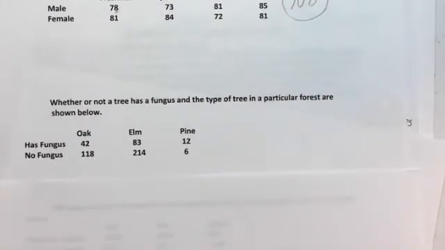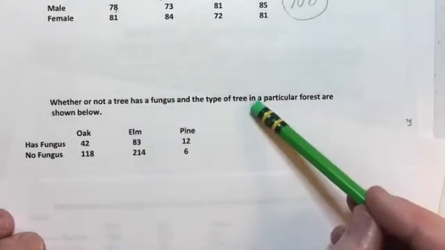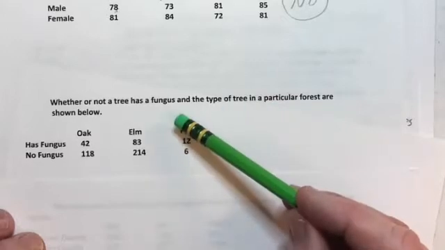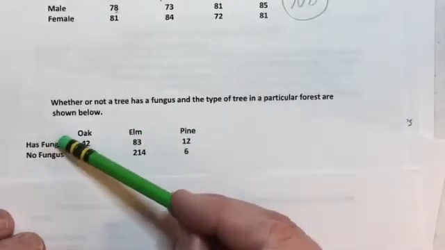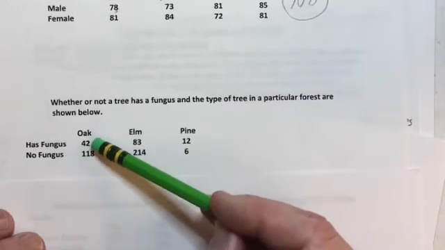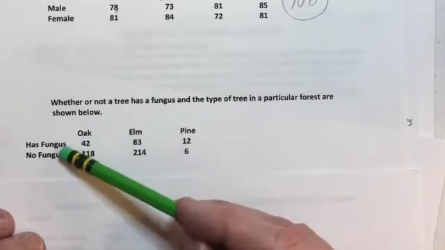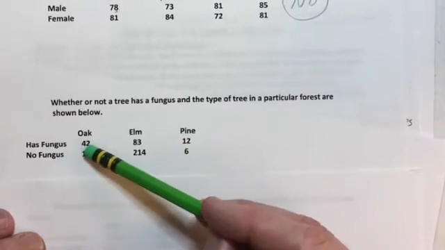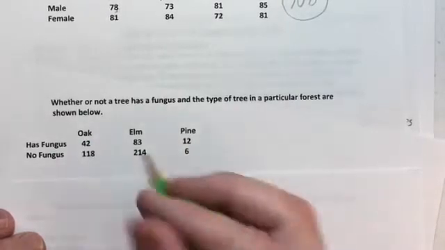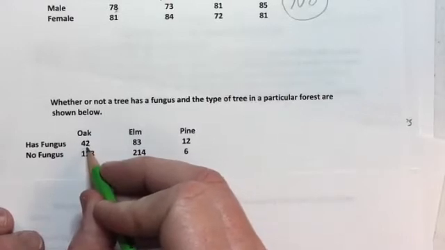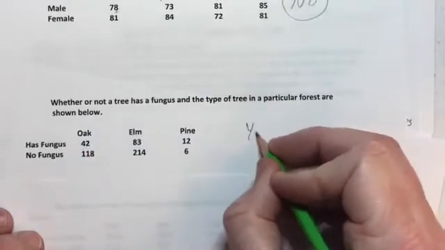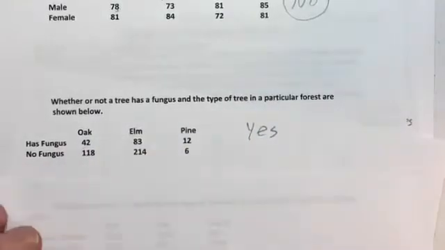For this one, whether or not a tree has a fungus and the type of tree in a particular forest are shown. So you've got oak trees, elm trees, pine trees, and they either have the fungus or they don't. You've got 42 oak trees that have the fungus. That is a count in a category. It's not like this 42 is the height of one tree or anything like that. It's not quantitative, it's categorical. Yes, the numbers are counts in categories.